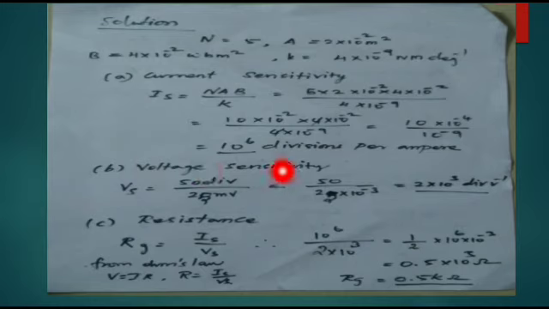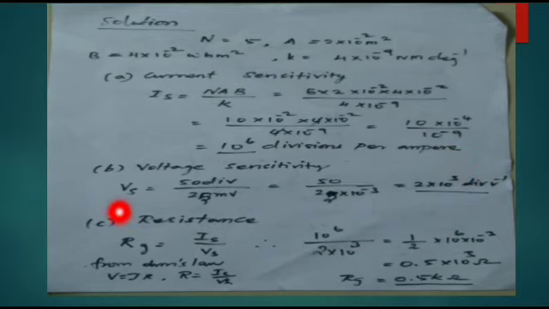And the second one is voltage sensitivity. If the voltage sensitivity is Vs, which is equal to 50 divisions divided by 25 millivolts, that is given. So 50 divided by 25 into 10 power minus 3, therefore we'll get 2 into 10 power 3 divisions per volt. Here 1 by 10 power minus 3 goes to this side, so 2 into 10 power plus 3 will come.